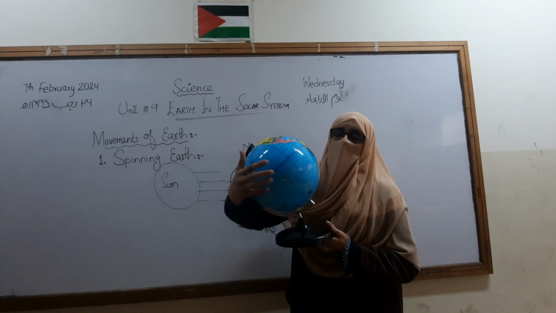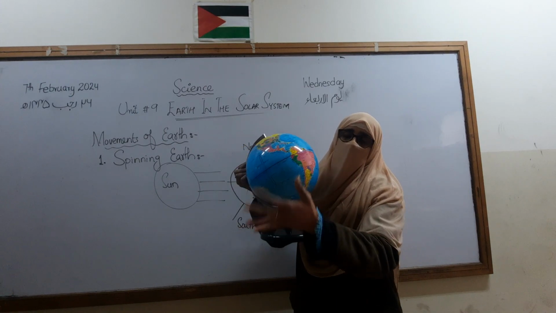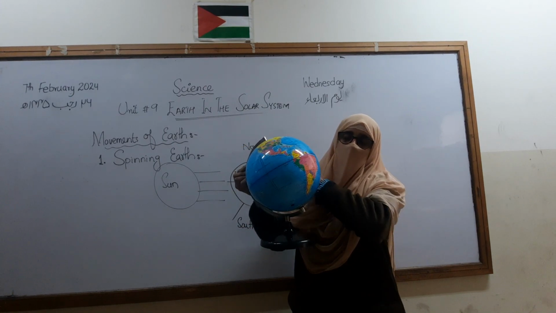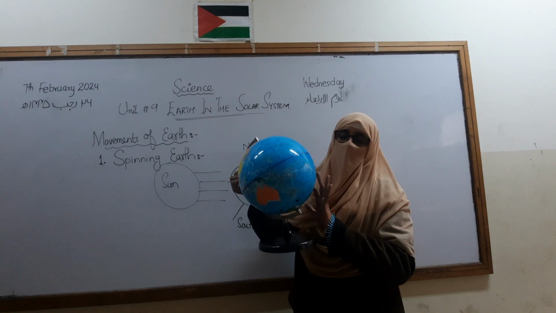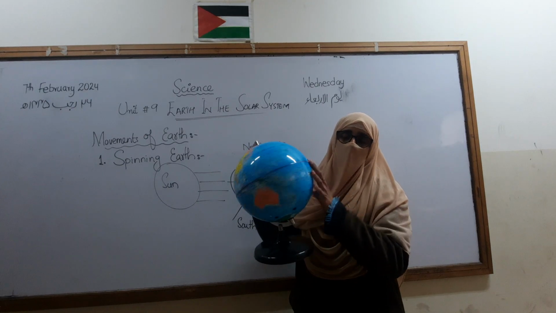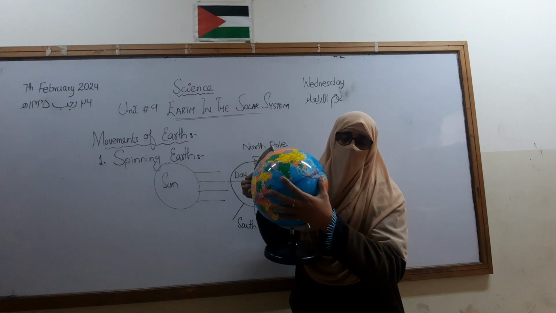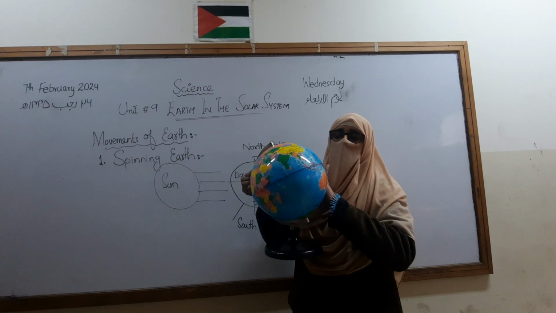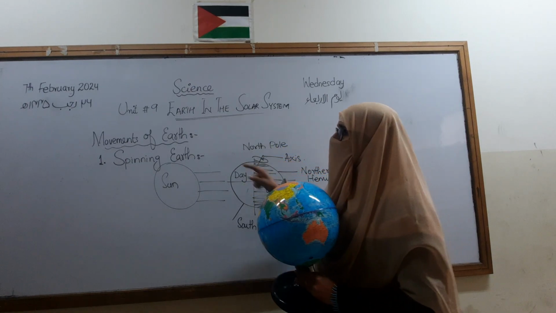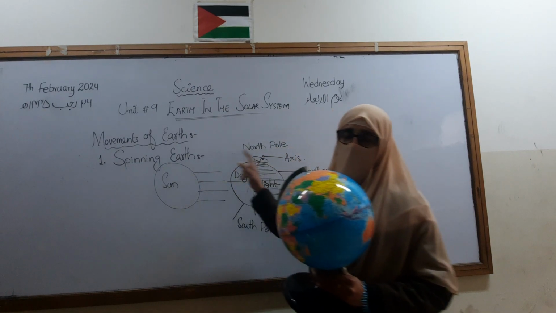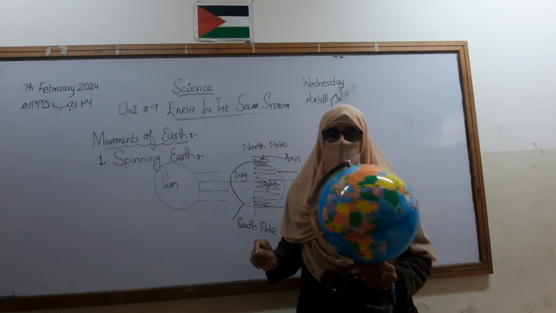Okay, and when this portion is in front of the sun, this portion has the day, and the back side of the Earth has the night. And after the spinning, the front portion moves towards the back side, and the backside portion comes in front of the sun, and it now has the day, and the backside has the night. So we can say that due to the spinning of the Earth, the Earth will show us the day and the night.